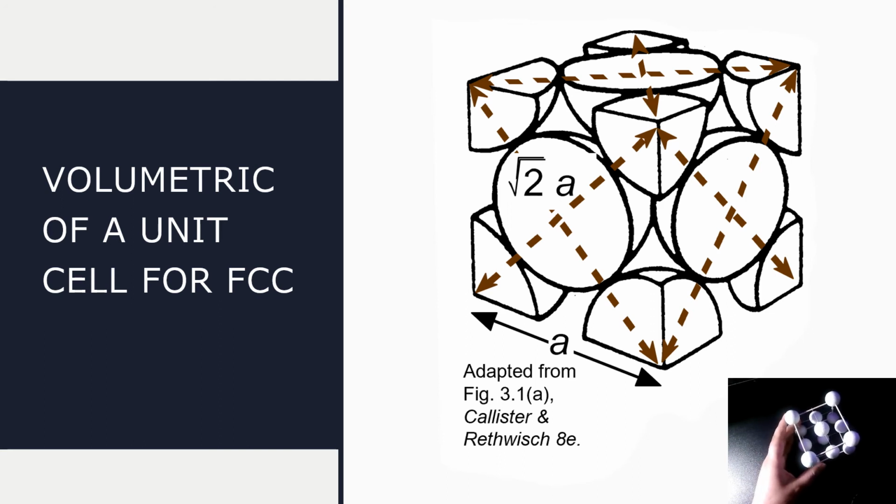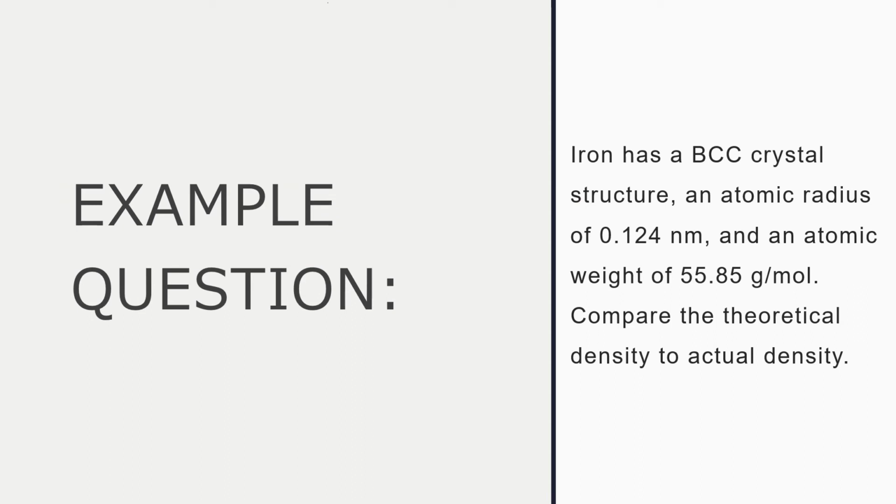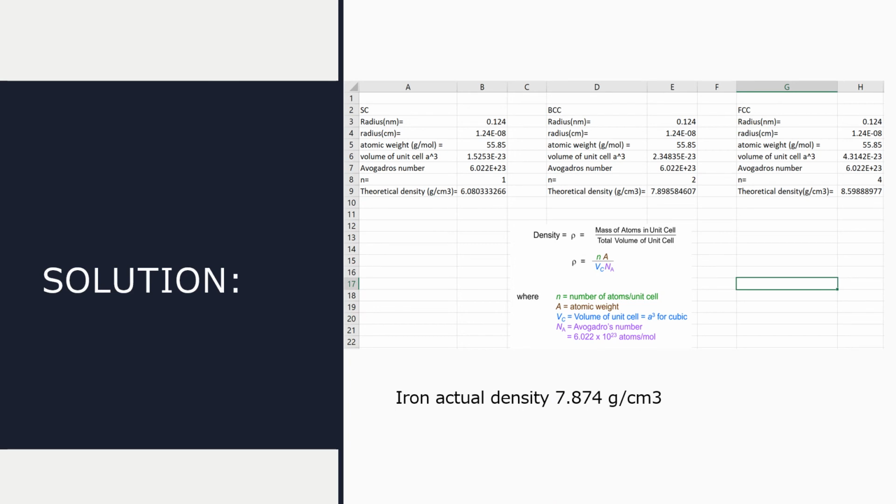To show how theoretical density changes when changing a cubic structure, I chose a class problem which states iron has a BCC crystal structure, an atomic radius of 0.124 nanometers, and an atomic weight of 55.85 grams per mole. Compare the theoretical density to the actual density. For the solution, I used an Excel sheet, and I used every cubic structure to see how theoretical density changes. And as you can see, obviously the BCC is closest because that's iron's actual structure.